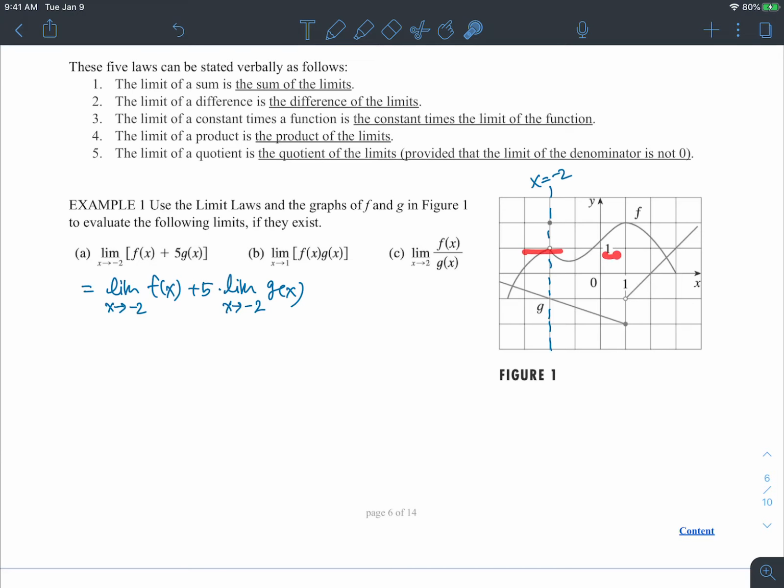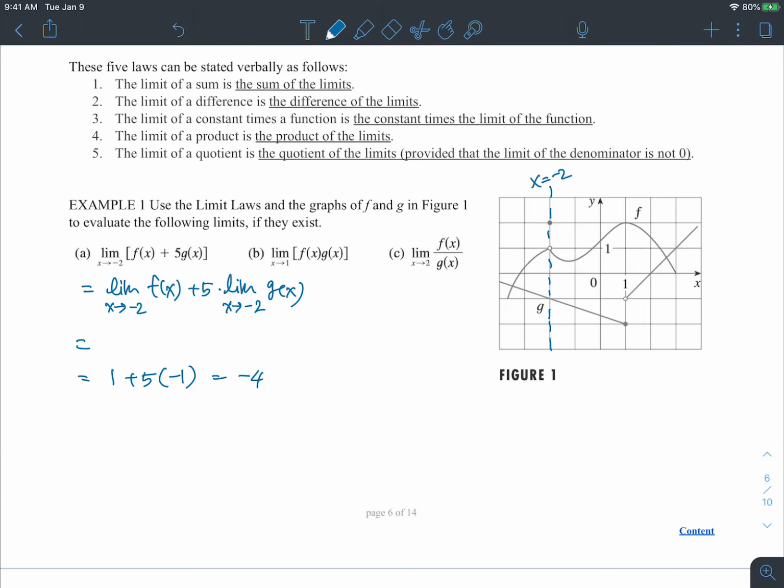So when you're looking at f, the -2 is approached from both sides, so that is 1, isn't it? And then for g, there's no hole, nothing. That's just -1. No, hold on. Am I not seeing this correctly? Yeah, it is -1. So when you do that, that is 1 plus 5 times the -1, and that gives you -4.